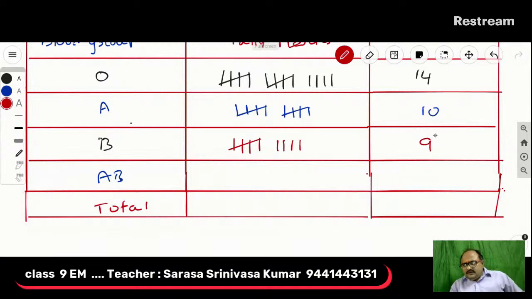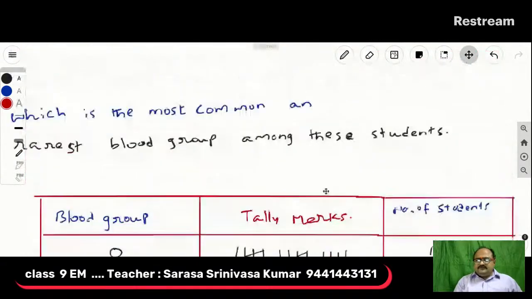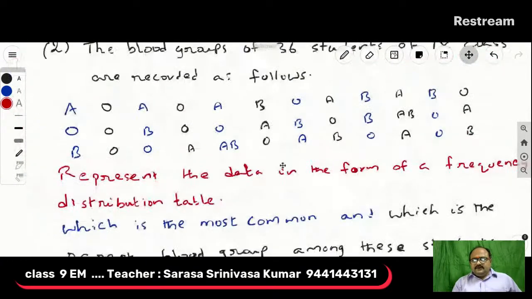Next, let us observe this. 24 plus 9 is 33. If the AB blood group frequency is 3, then only these observations are correct. Let us observe this.